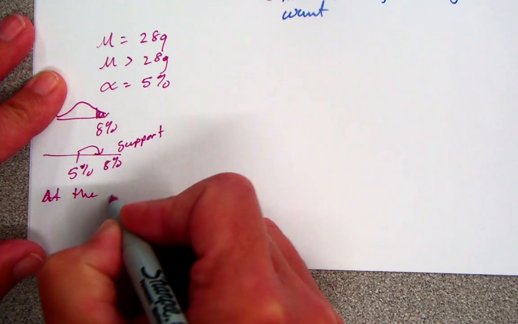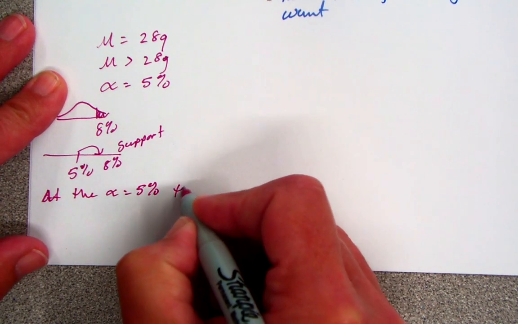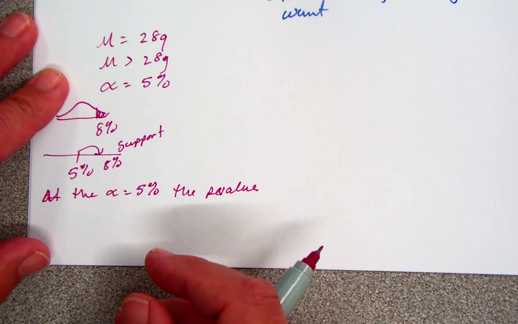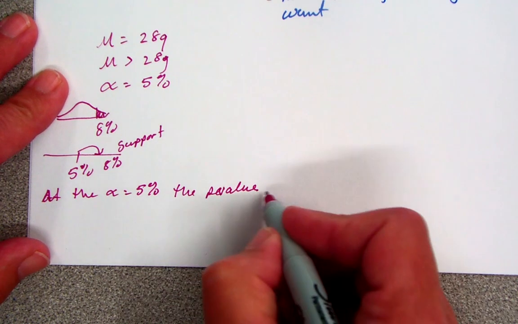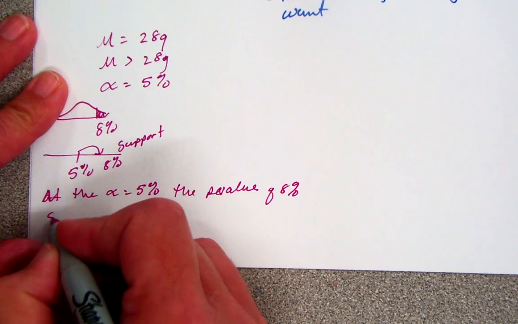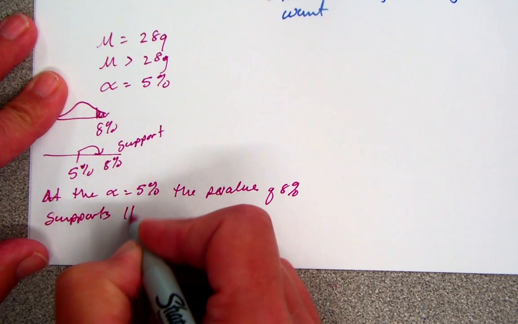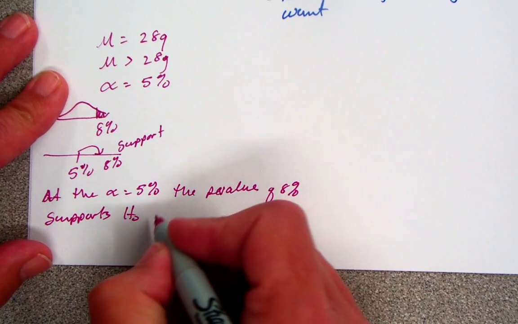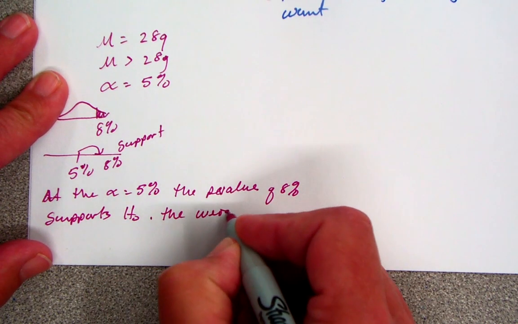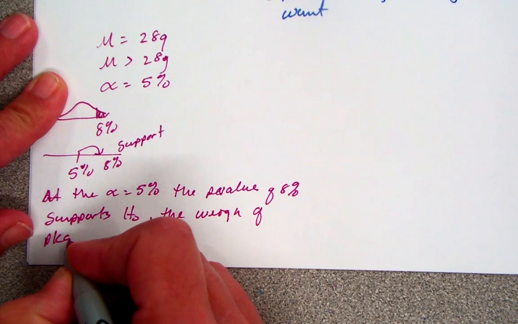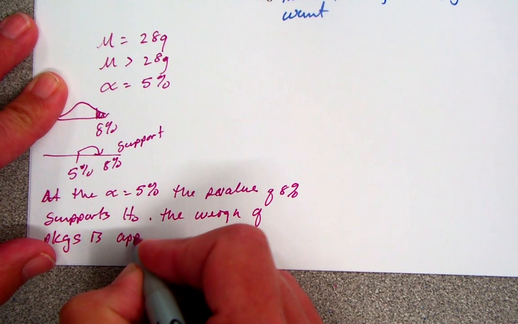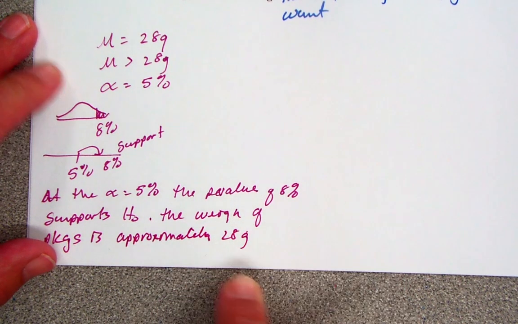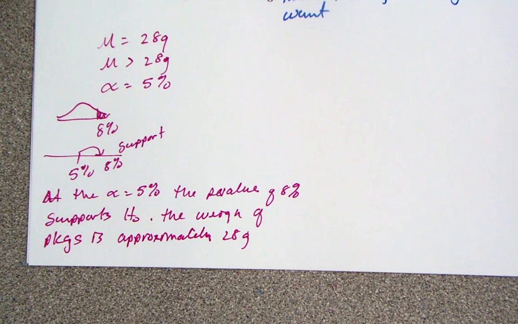So we would have to say at the alpha equals 5%, the p-value, you always want to know your p-value. How strong is that p-value supporting or not supporting my null? The p-value of 8% supports the null. It is small, but not small enough. So it supports the null. What is it supporting? The weight of the packages is approximately 28 grams. That's supporting my null that said the packages should weigh 28 grams.